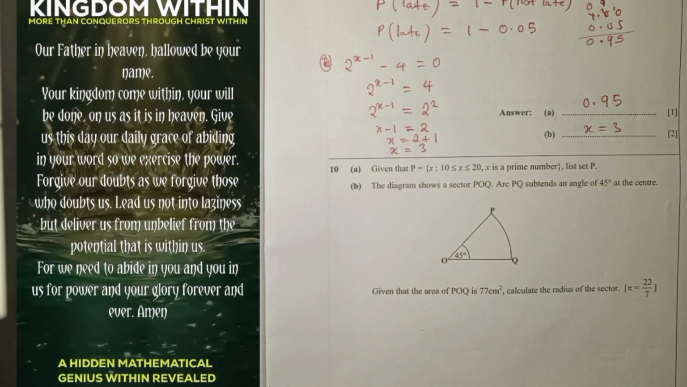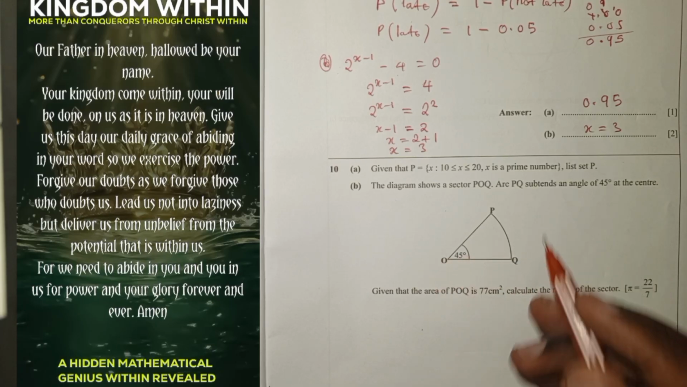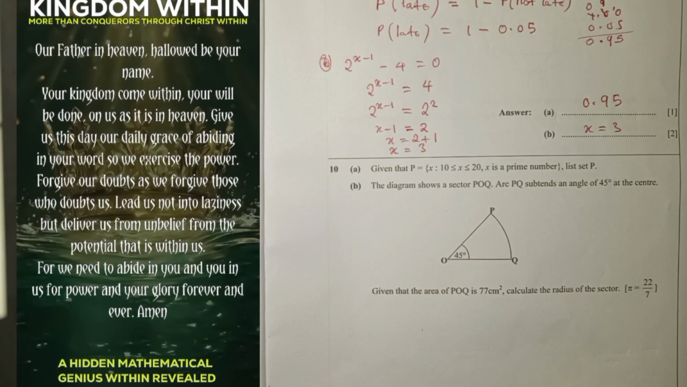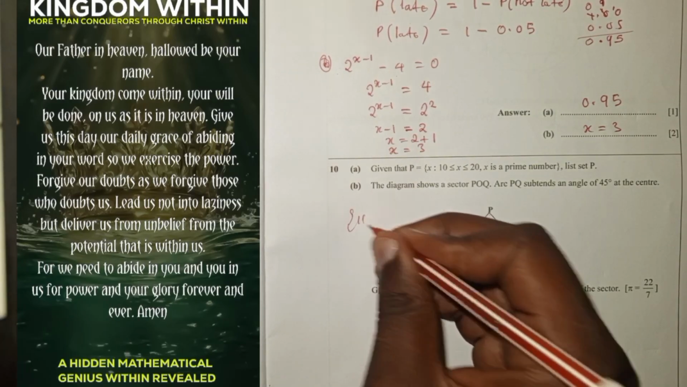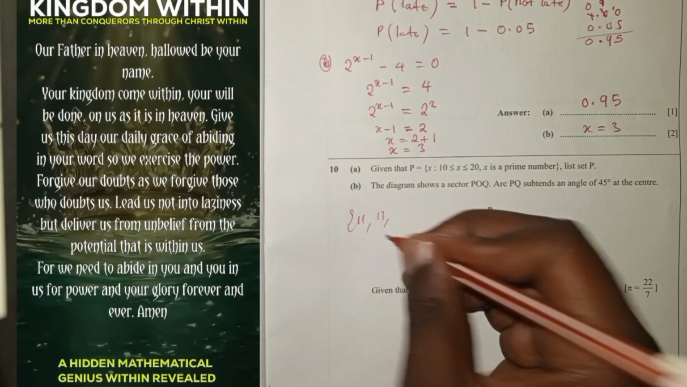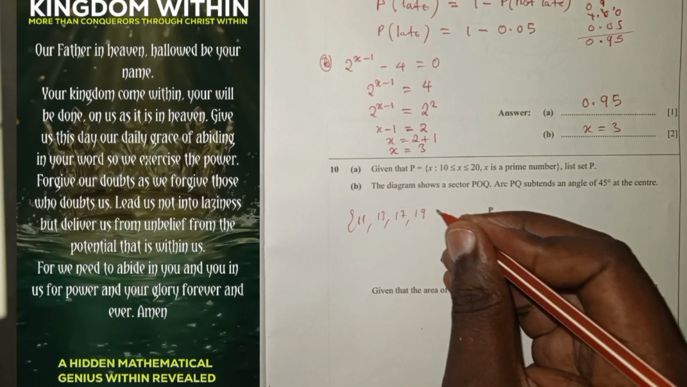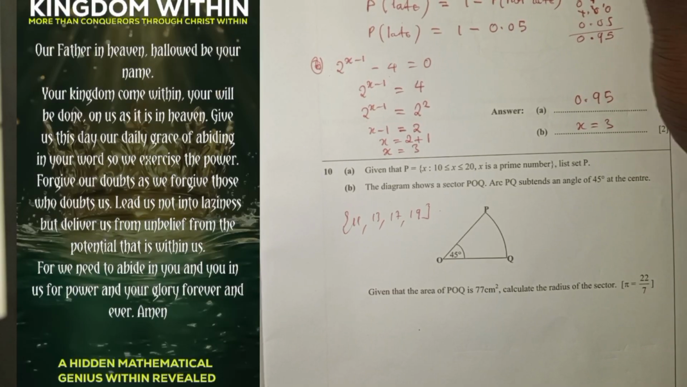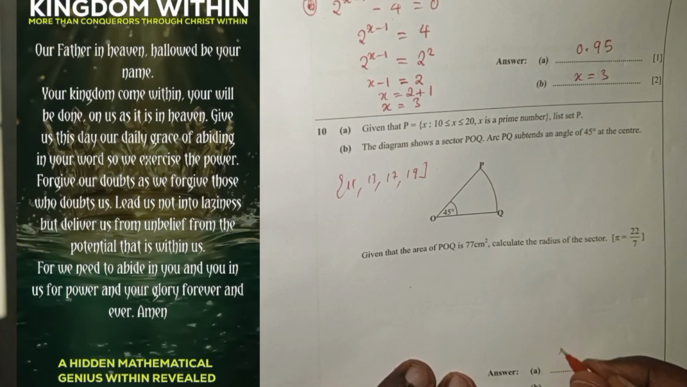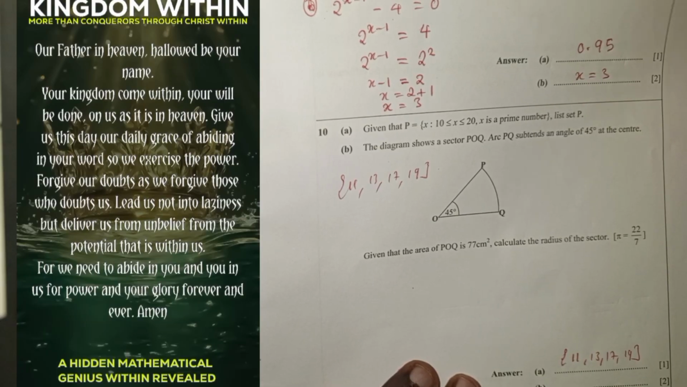Prime numbers from 10 to 20: 10 is not a prime number, so it's not part of the set. Then followed by 11. 11 is a prime number, so we have 11, 12 not, 13 is a prime number, 14 no, 15 no, 16 no, 17 yes, 18 no, 19 yes, and 20 is not a prime number. So it's 11, 13, 17, 19. So that's the answer: 11, 13, 17, 19. Okay, we go to B.